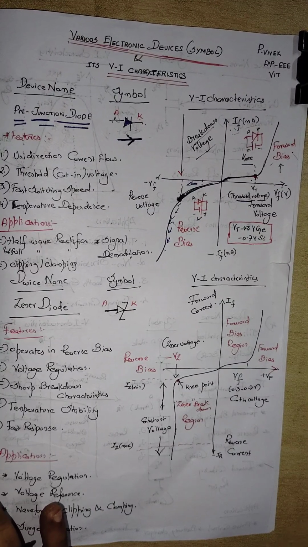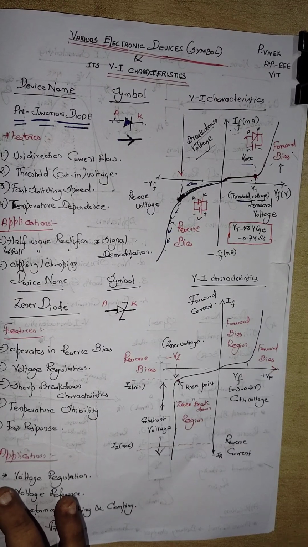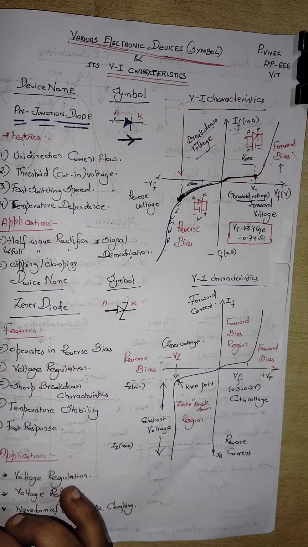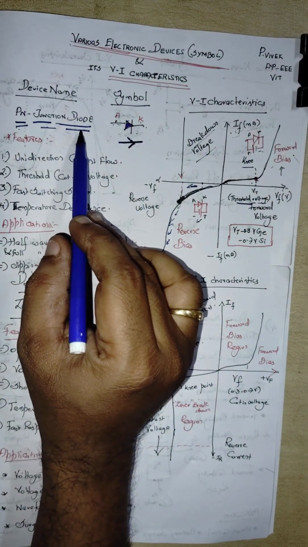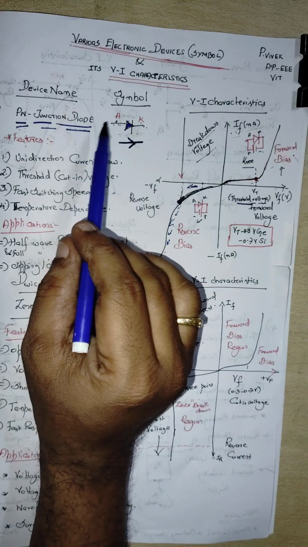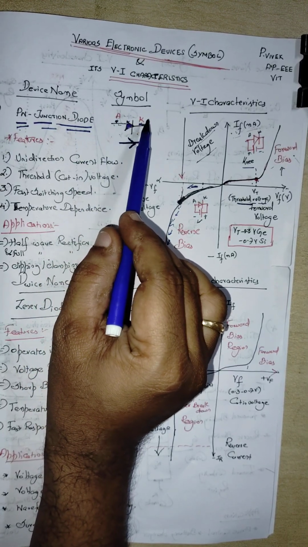So today we are going to see about the VI characteristics of various electronic devices. The first device is the PN junction diode. The PN junction diode is a two-terminal device. So it will have two terminals, one is the anode and another one is the cathode.